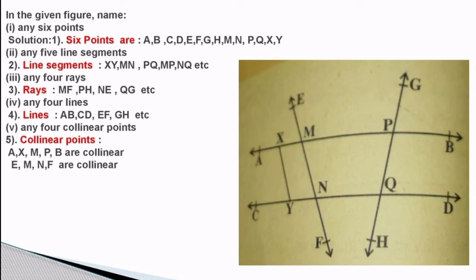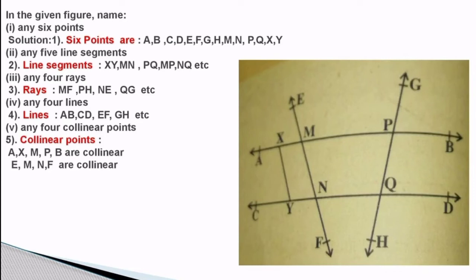Next question, any 4 rays. The 4 rays are MN, MF. We know that a ray has only one endpoint. So MF, next PH, next NE, next QG, and so on. Next, lines: AB, CD, EF, GH, and so on.